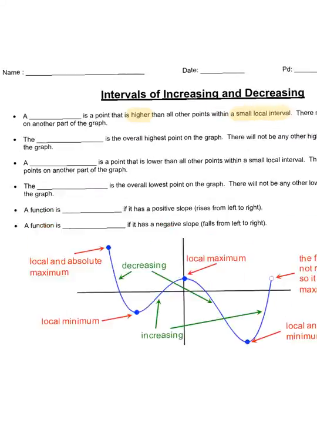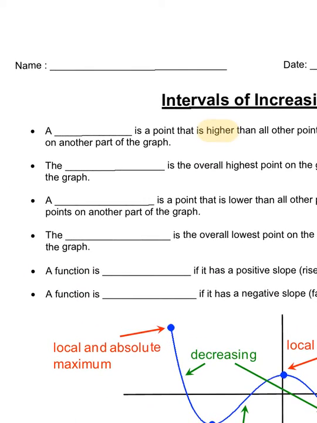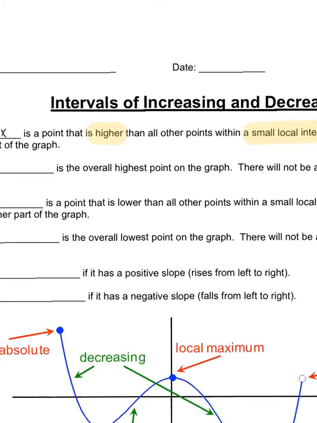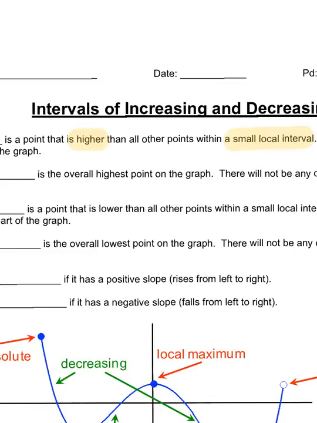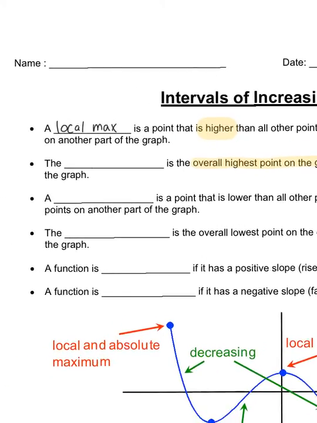So that is what is called a local max. So it doesn't mean that it's the absolute highest point on the entire graph. It's just that if I were to be looking at a little segment of the graph, it would be the highest point in that area. Okay, the next one, this one is the overall highest point on the graph. So that is our absolute max.